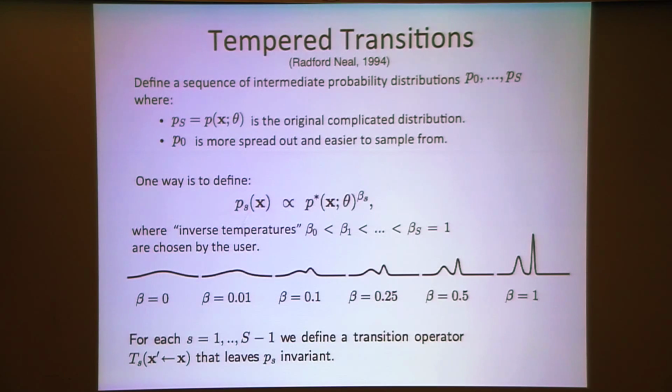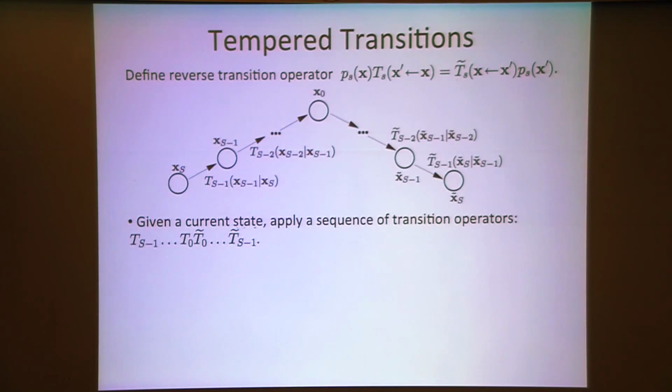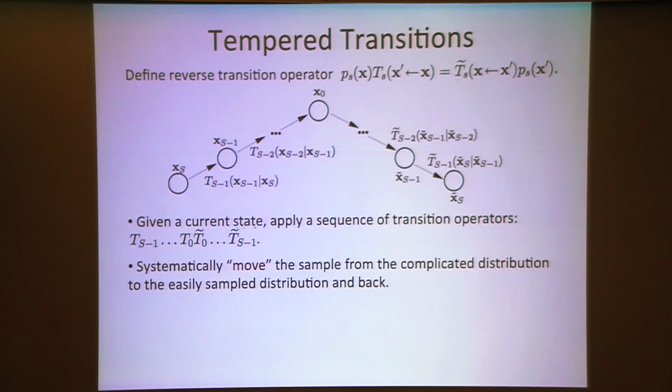And for each one of those intermediate distributions, you define a transition operator that leaves P sub s invariant. That basically means that you have to figure out a Gibbs sampler procedure, for example, or a Metropolis-Hastings procedure, for sampling from that distribution. And the idea of the algorithm is fairly simple. It tries to take a sample and systematically move from the complicated distribution to your simple distribution and then back.